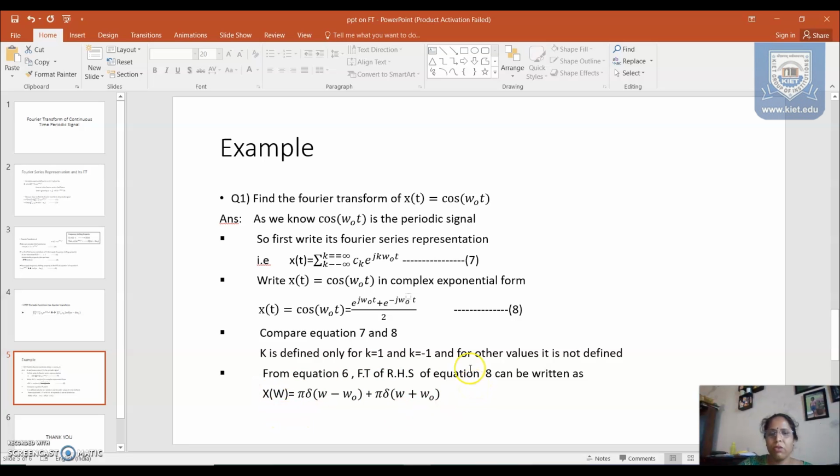In the similar way, you can find the Fourier transform of x(t) equals sin omega naught t, and for other periodic functions also.